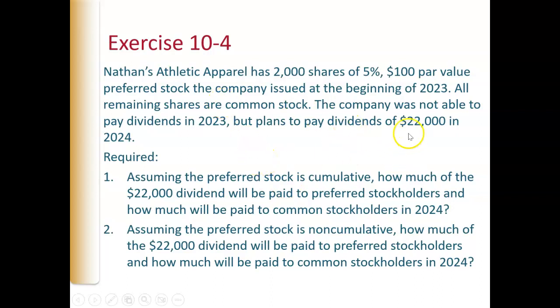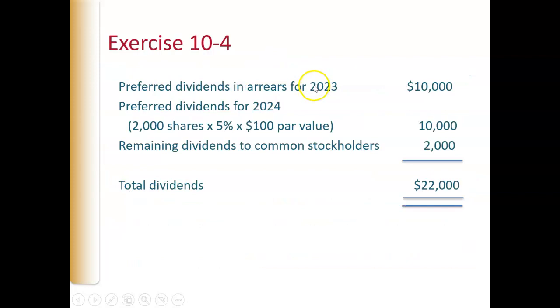How much of the $22,000 dividend will be paid to preferred stockholders, and how much will be paid to common stockholders in 2024? So 5% of $100 par value, 2,000 shares, if it's cumulative, the $10,000 in arrears from 2023, they'll get. The $10,000 for 2024, they'll get. And then the remaining will go to the common shareholders, which is $2,000. Okay?